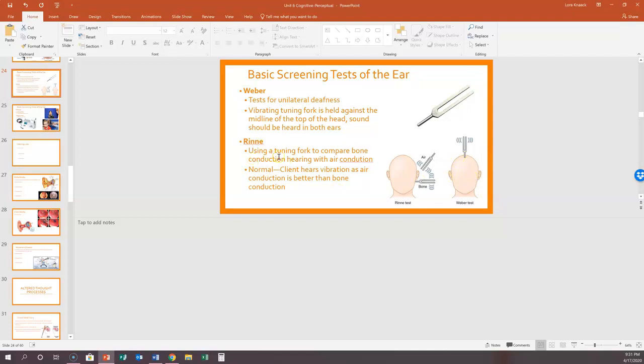The Rhine test also uses a tuning fork, and it compares bone conduction with air conduction hearing. So normally the client should hear vibration as air conduction is better than bone conduction. So they should be able to hear the sound. There's like a wah, wah, wah sound, and they should be able to hear. If they can only detect it through the bone, then we know that there's an issue with hearing.